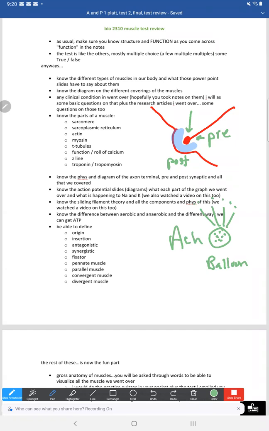Acetylcholine will cross the synaptic cleft, hit the postsynaptic membrane, and bind receptors, which will tell the tissue what to do. So if it's a muscle, it will help tell the muscle to contract.